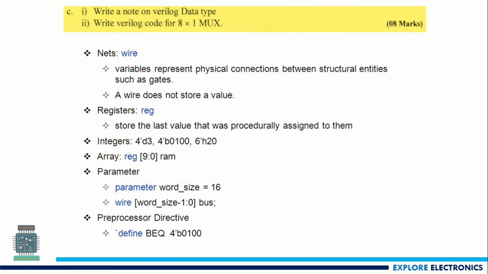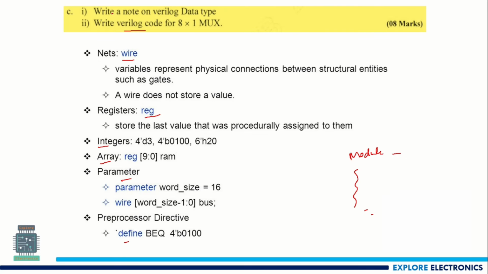Then write a note on Verilog data types. Data types are wire type, register type, integer type, array type, parameter type, and preprocessor directive type. And here also you need to declare a wire and register in a module as example, and you can write a simple code simply declaring these without writing any logic. That fetches you complete marks.